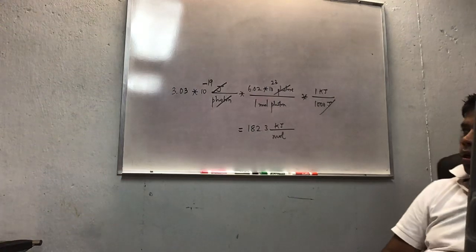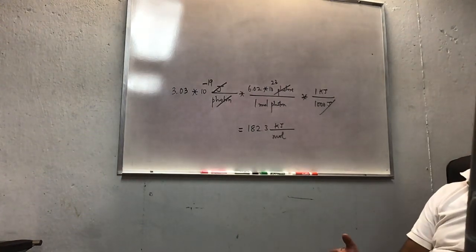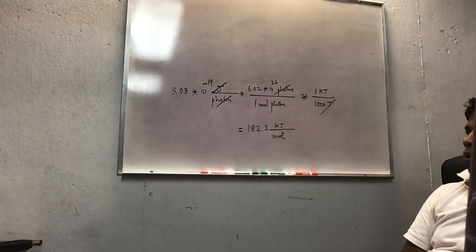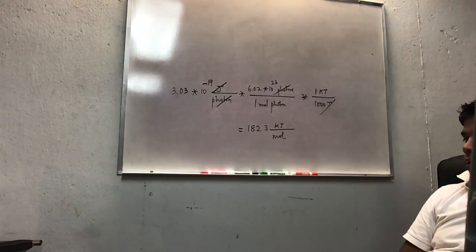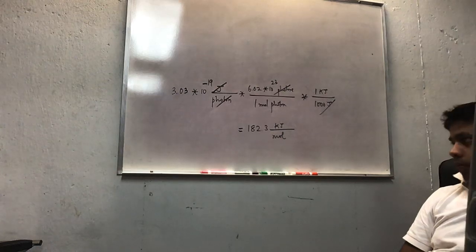So when they ask for kilojoules per mole, you have to get joules per photon, then go to this point. Make sense? Okay.